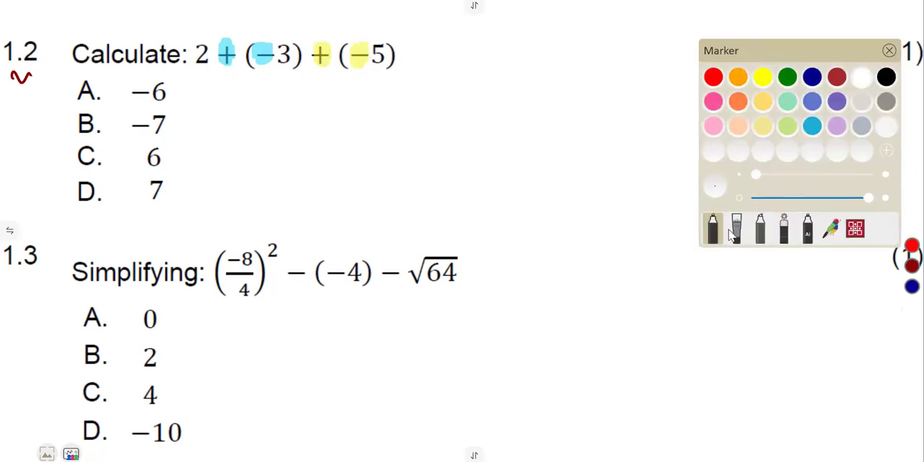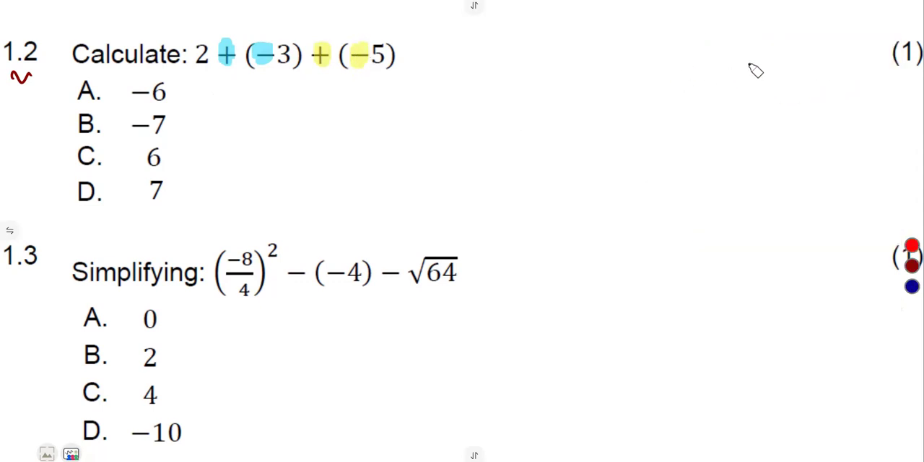Remember, when two signs of that nature meet, a plus and a minus, you are going to have a minus. A minus and a plus is going to give us a minus again. A positive and a positive will give us a positive, or a minus and a minus is going to give us what? A positive. So in our case, a plus and a minus is going to give us a negative. 2 minus 3 plus and minus minus 5.